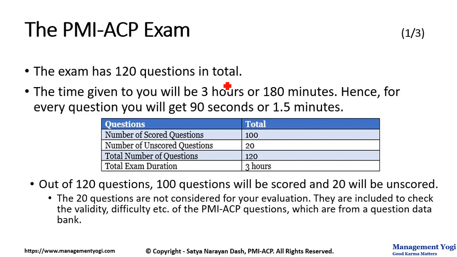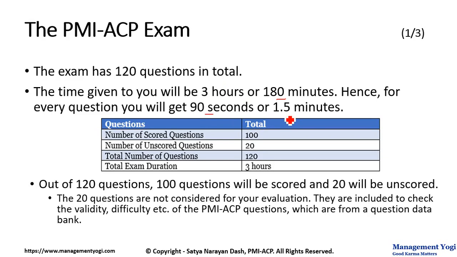The PMI-ACP exam. The exam has 120 questions in total. The time given to you will be 3 hours or 180 minutes. Hence, for every question, you will get 90 seconds or 1.5 minutes. 120 questions, 180 minutes. So when you divide, you are going to get 1.5 minutes for every question. In other words, when you are solving the questions, have your speed up to the limit.